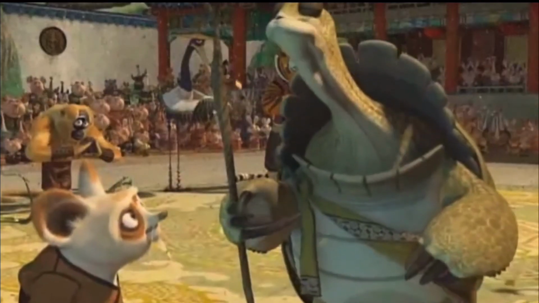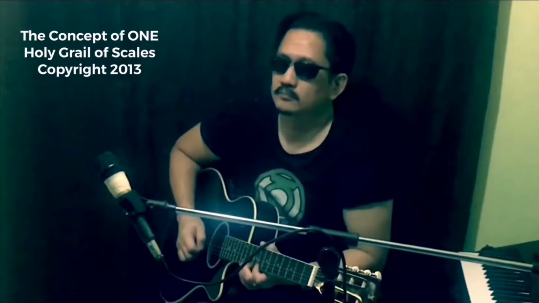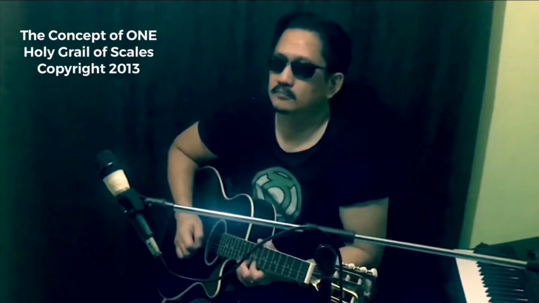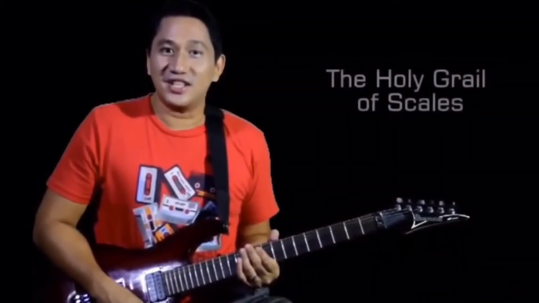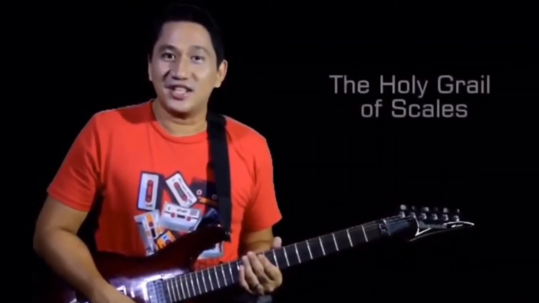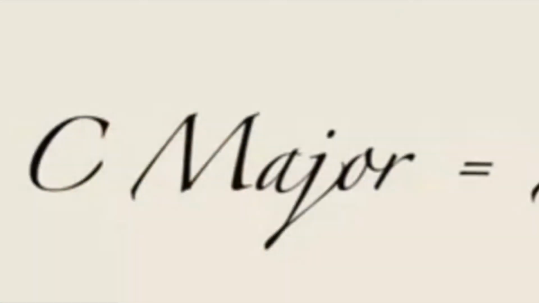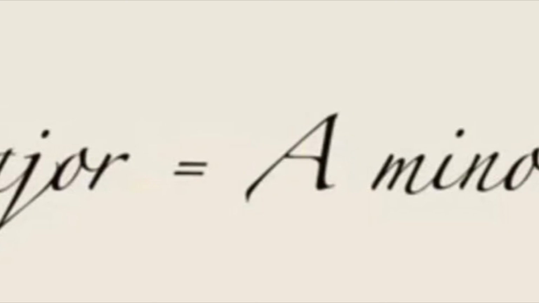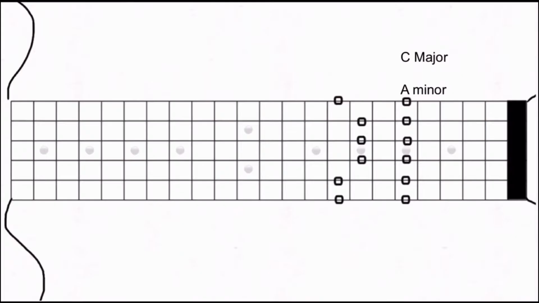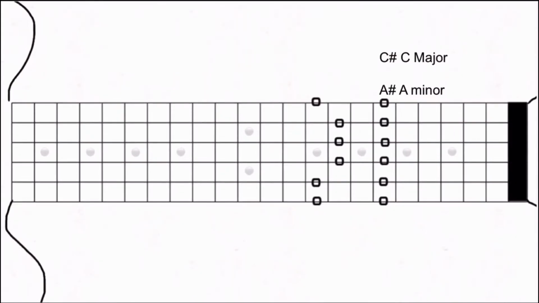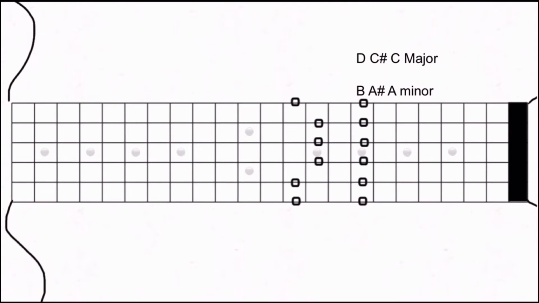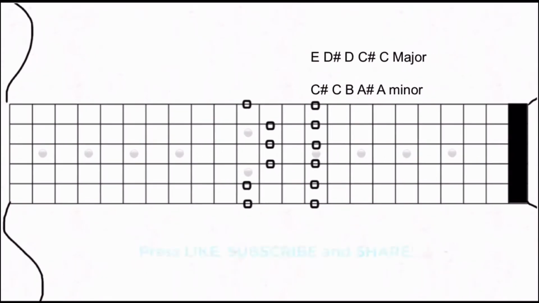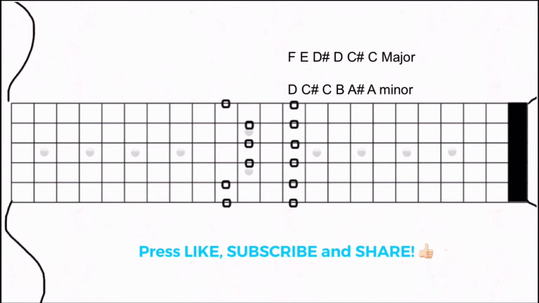There are no accidents. Anyway, I introduced the concept of one. First, I showed the shortcut pentatonic version, which I called the Holy Grail of scales, including the formula for the duality of music, C major is equal to A minor, meaning they are really not separate scales but just one. I stated that by using just one scale, you can be able to play along any song in the universe. You just have to learn to transpose the scale.